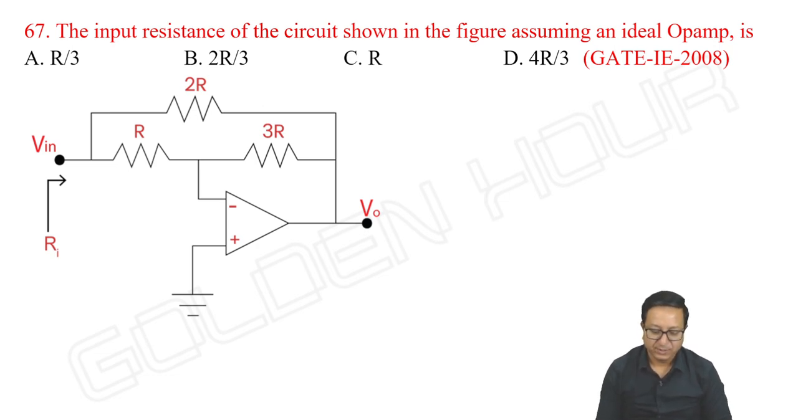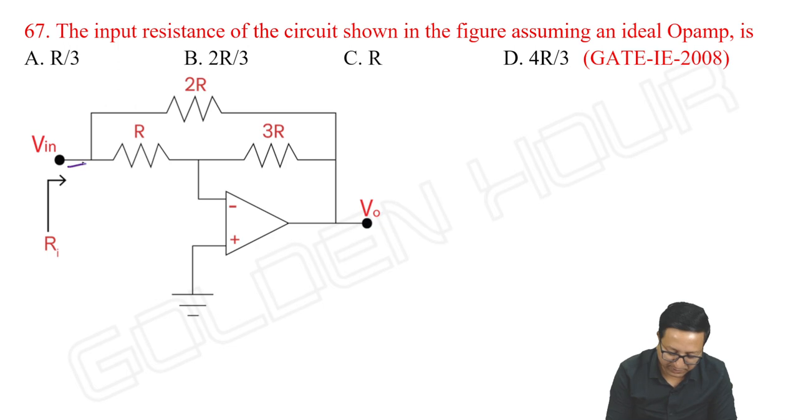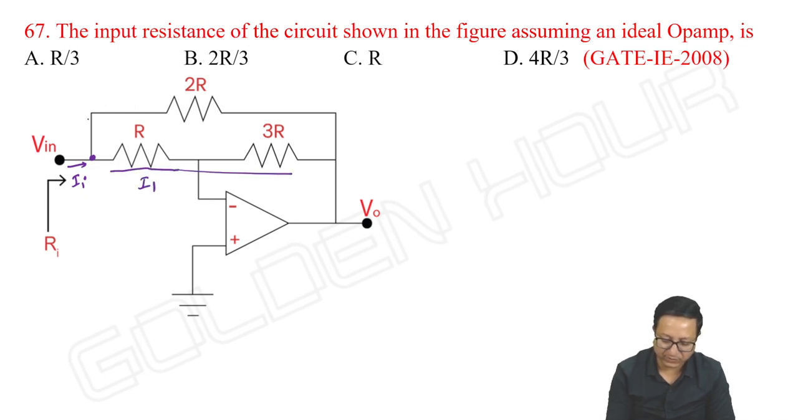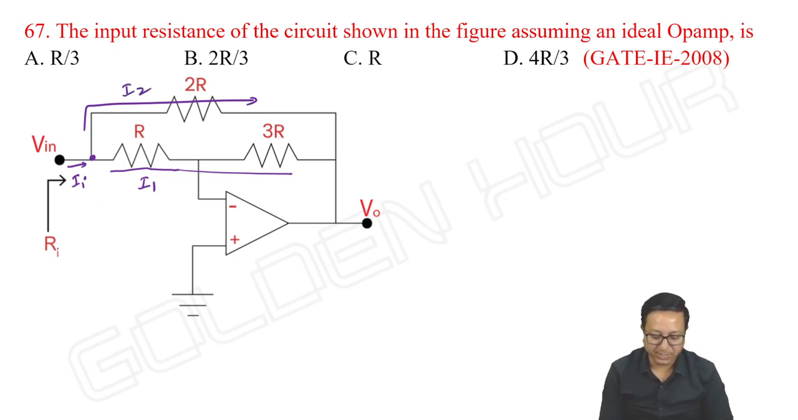See this question. The input resistance of the circuit shown in figure, assuming an ideal op-amp, is. See, let me take this current as Ii. Okay, this is the node, and here two currents are possible. One current is going like this. Let me take this current as I1 and this current as I2. So Ii is equal to I1 plus I2. Ri is equal to V input by Ii. Okay, so we need to derive what is V input by Ii.